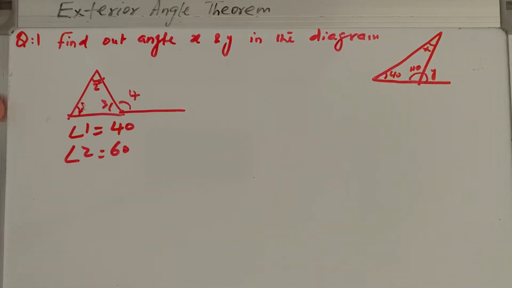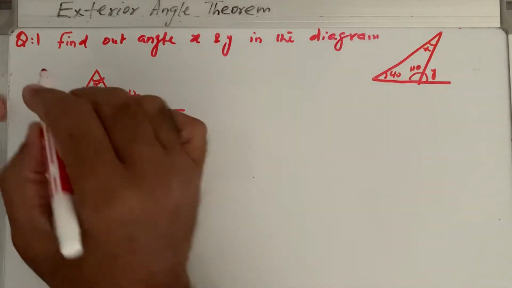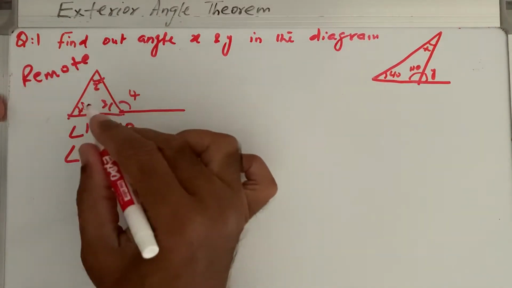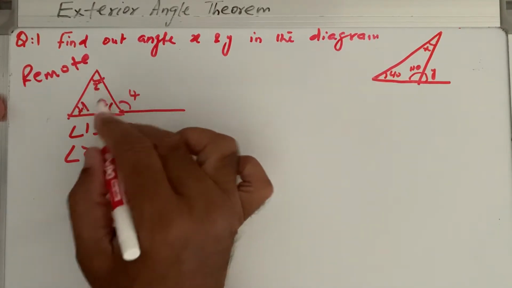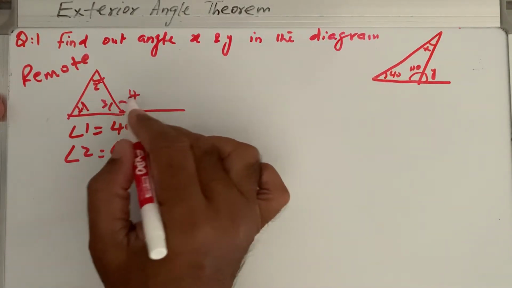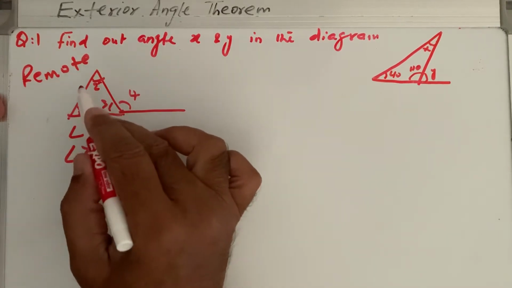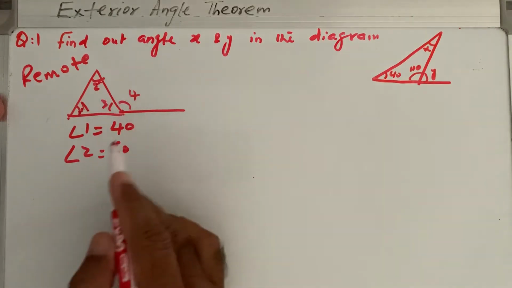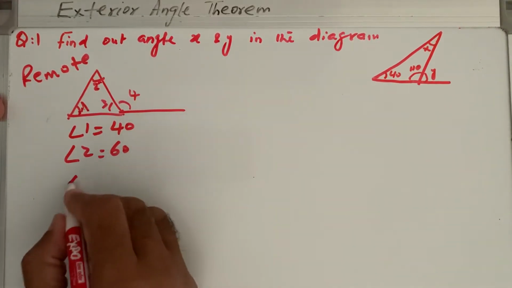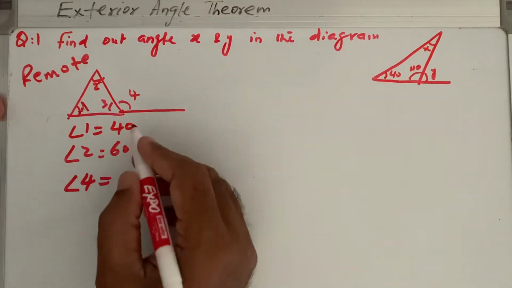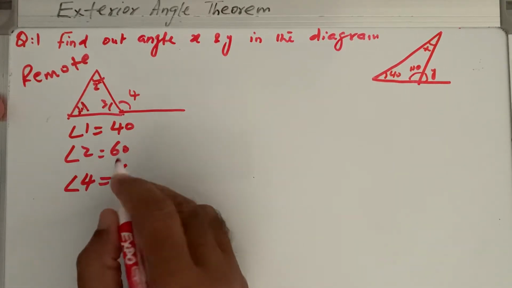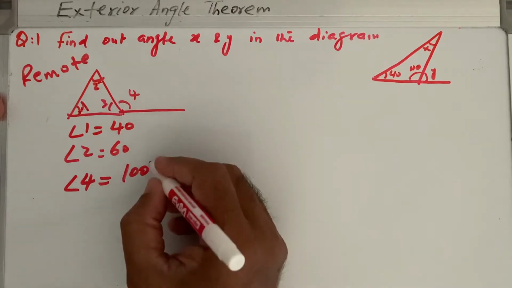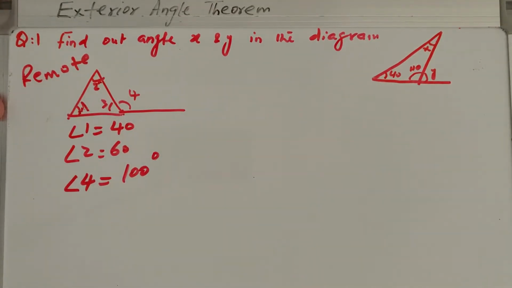These are the opposite interior angles, or sometimes we call them remote interior angles. All three, angles 1, 2, and 3, are interior angles, but what we are considering is the remote ones, which are 1 and 2, and these are given. If we add them up, my angle 4 will be equal to 40 plus 60, which is 100. So by the definition, angle 4 is 100 degrees.